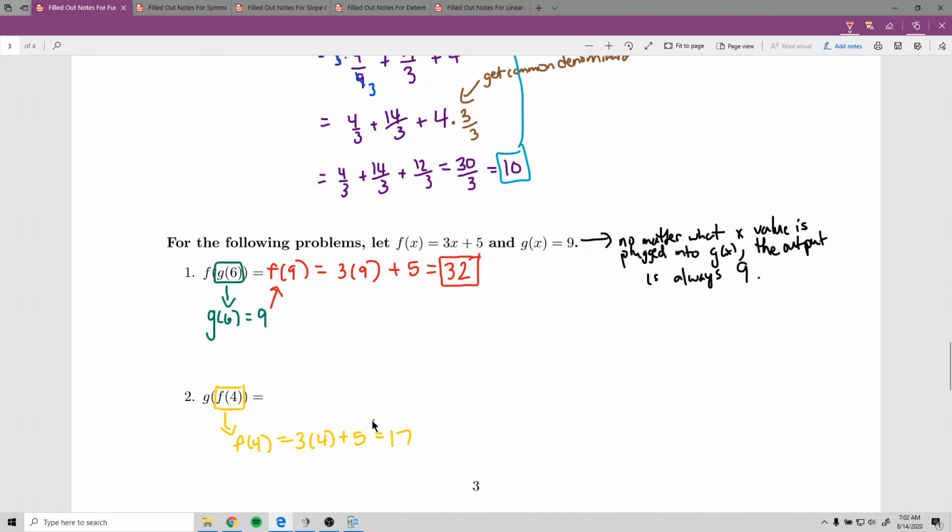And now we plug that in, the inside. We got g of 17. And just like in the previous problem, it doesn't matter what we plug into x for g of x, because the output is always 9. Our answer here is 9. In fact, if g is on the outside, it doesn't matter what the inside is. We're going to get 9 no matter what. But just do the problem out. It's good practice.